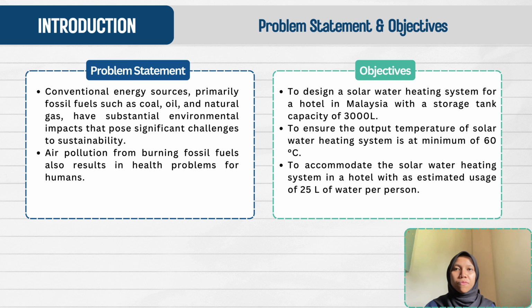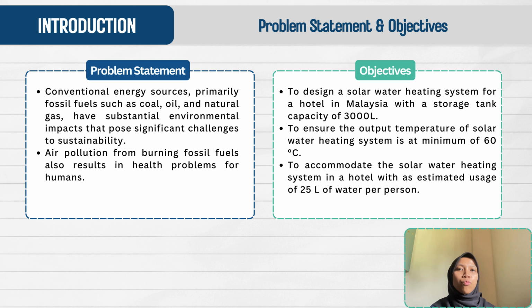The problem statement of this study is that conventional energy sources, primarily fossil fuels such as coal, oil, and natural gas, have a substantial environmental impact that poses a significant challenge towards sustainability. Aside from that, air pollution from the burning of fossil fuels has led to health problems for human beings. Hence, the objective of this study is to design a solar water heating system for a hotel in Malaysia with a storage tank capacity of 3,000 litres.